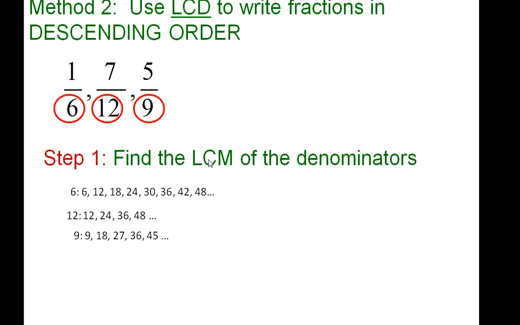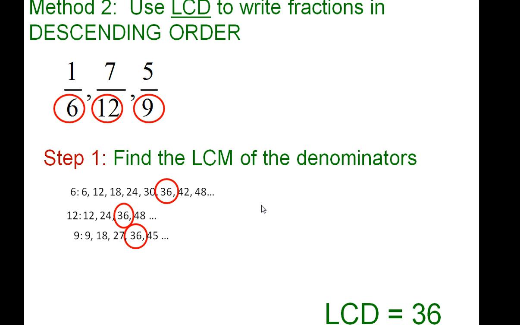So what do they have in common? And what is the least or the smallest? The smallest number that they all have in common. And you'll see that 36. All 3 numbers have 36 as a common number or a common multiple. So in this set of 3 numbers, the least common denominator or the least common multiple is 36.